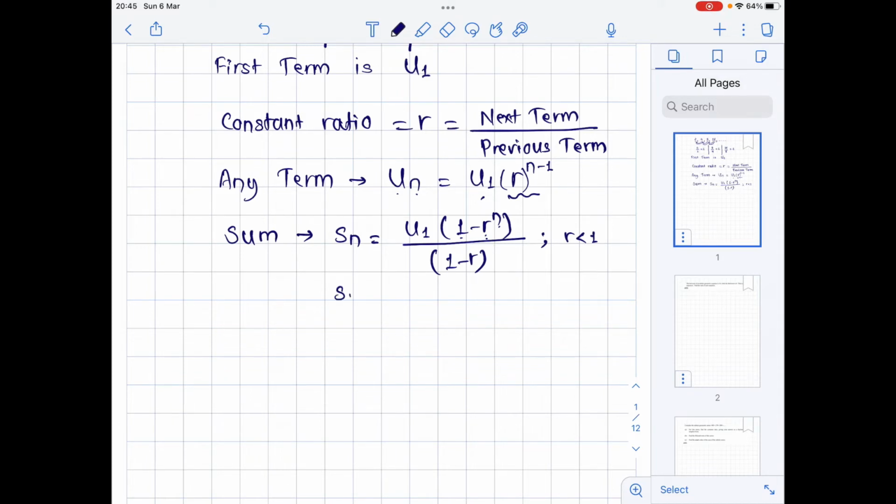There is another formula, which is Sn equal to u1 times r raised to n minus 1 over r minus 1. This formula is generally used if your r is greater than 1. That means r is bigger than 1, so 1 is subtracted from r.